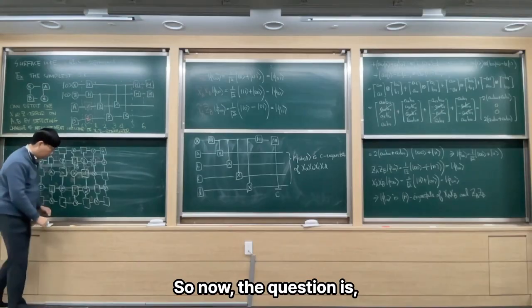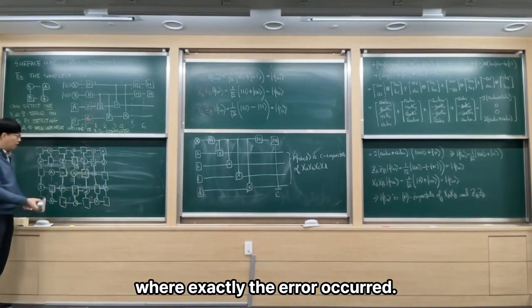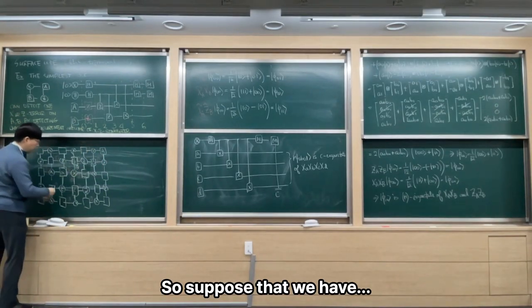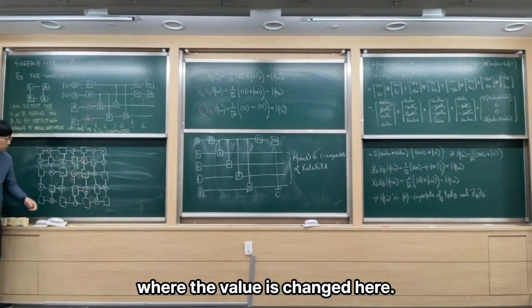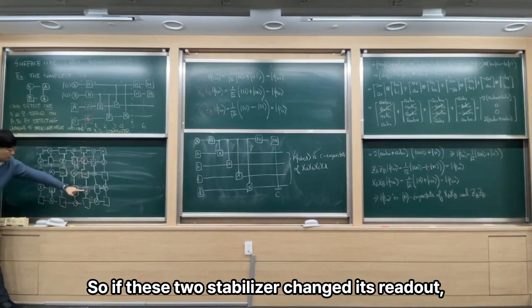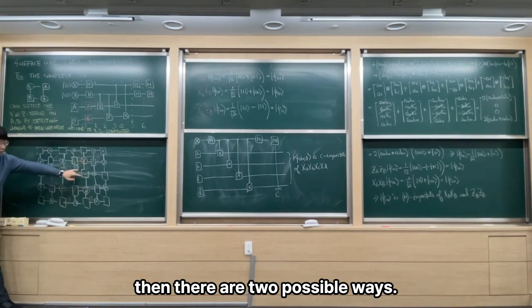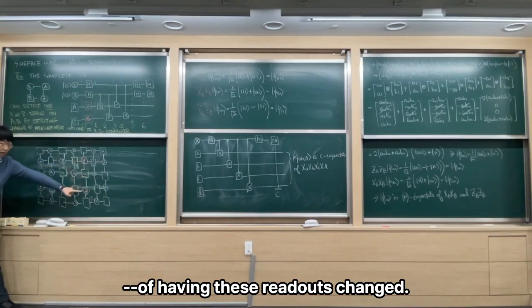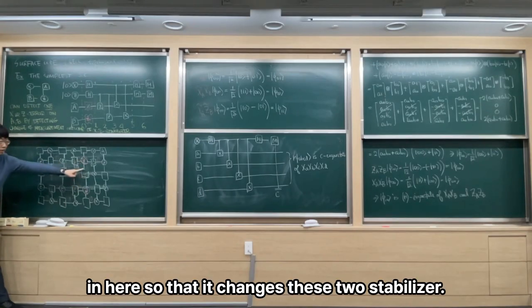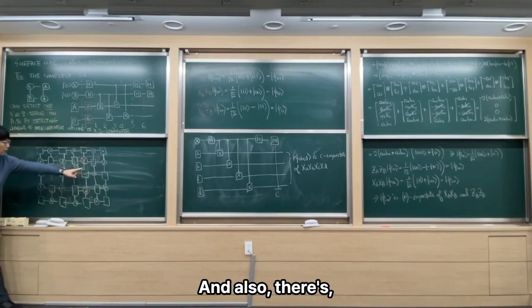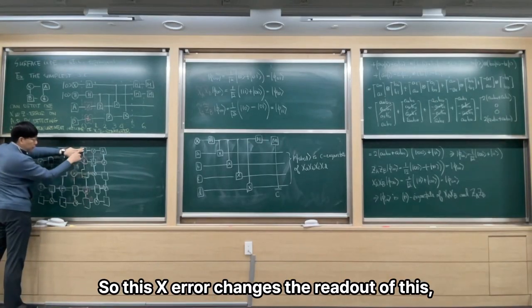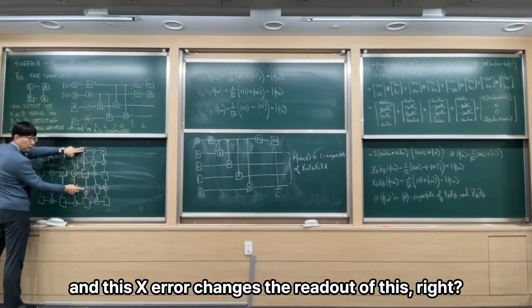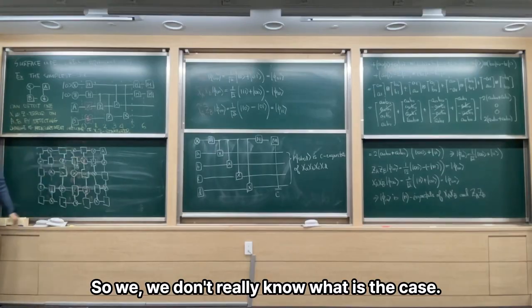So now the question is, as I said, we don't know where exactly the error occurred. So I'm going to put the red mark here where the value is changed. If these two stabilizers changed their readout, then there are two possible ways of having these readouts changed. One is having an X error in here so that it changes these two stabilizers. And also there could be these two data qubits both having X error. So this X error changes the readout of this, and this X error changes the readout of this, right? So we don't really know what is the case.